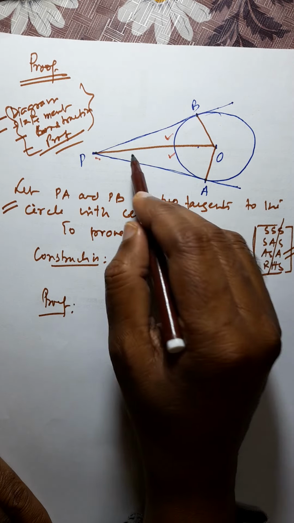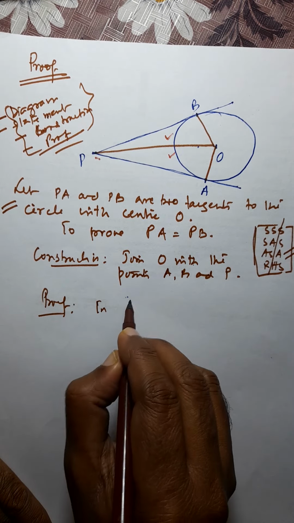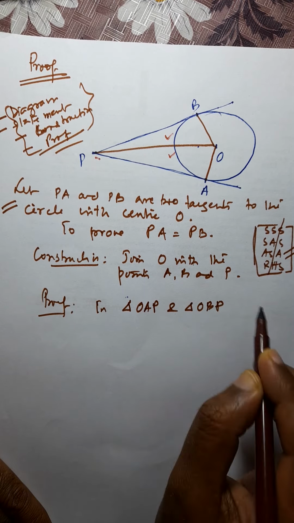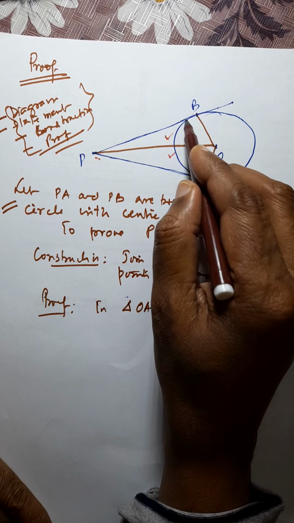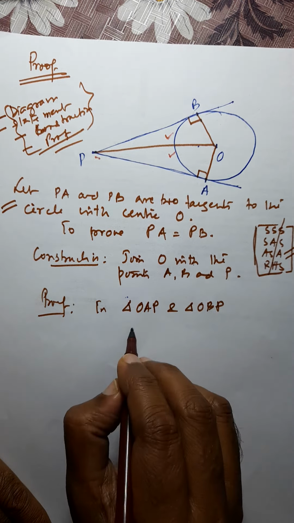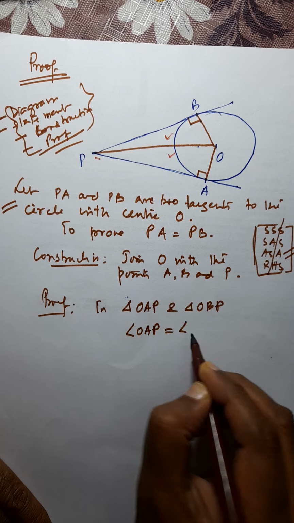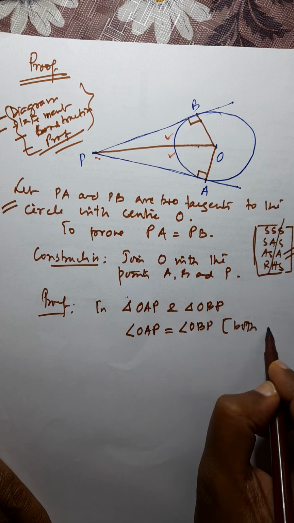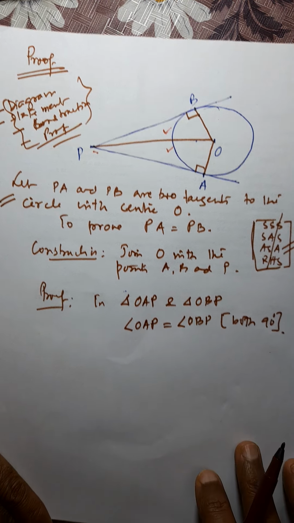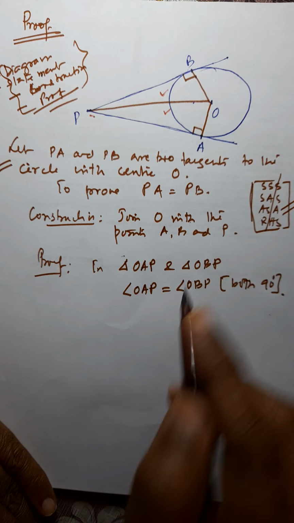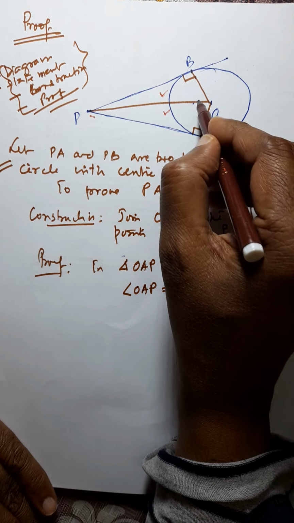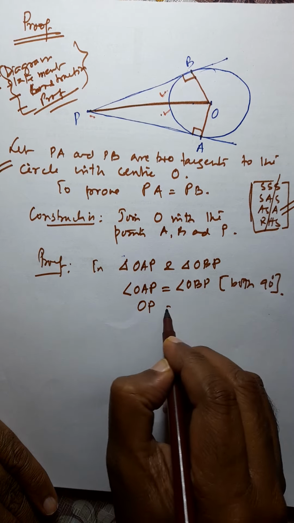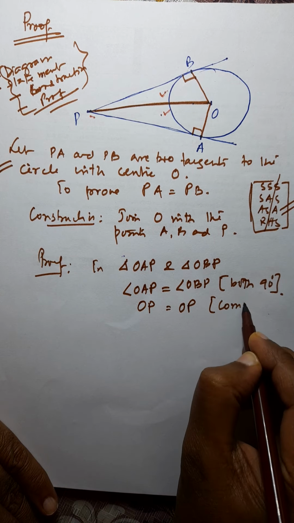After doing the construction, we are getting two triangles. In triangle OAP and triangle OBP, this angle is a right angle, this angle is a right angle. Angle OAP is equal to angle OBP, both 90 degrees. Next, see, OP is the common side for both the triangles. OP is equal to OP, common side.